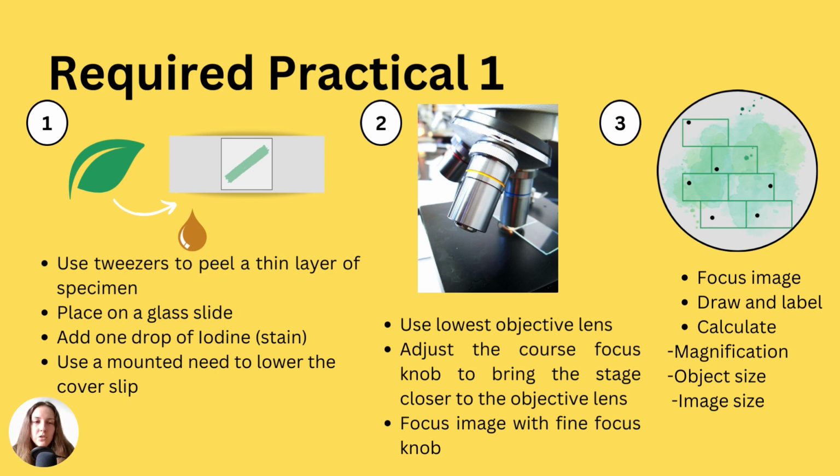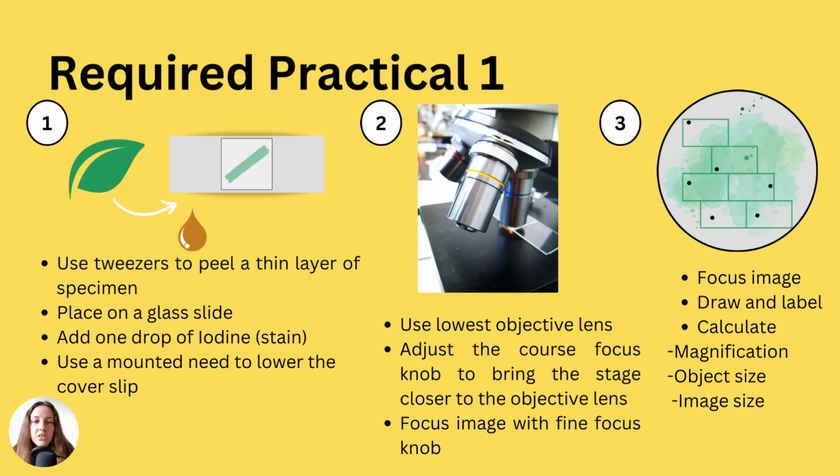You then want to place a cover slip over the top using a mounted needle, and the mounted needle is used to lower the cover slip slowly so there are no bubbles that could actually obstruct the view of your specimen. You then want to place the slide onto the stage and use the lowest objective lens first.